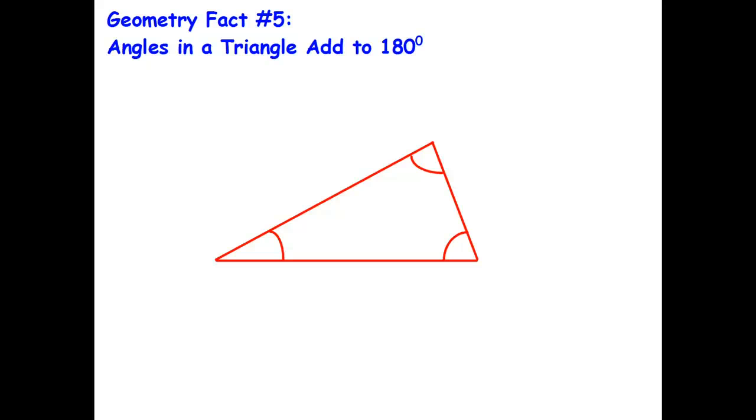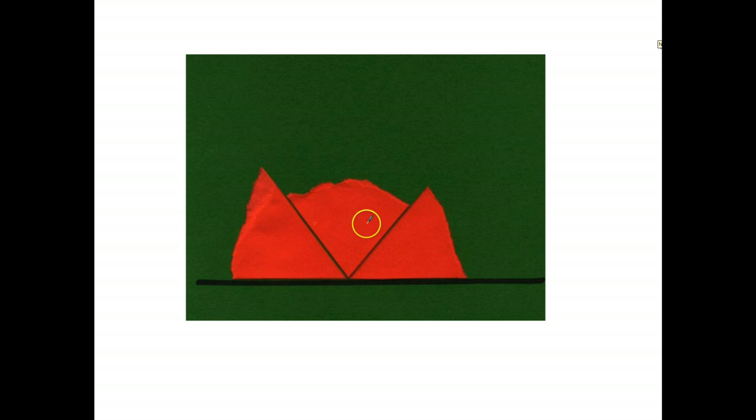Hello students. In this video we'll use the fact that angles in a triangle add to 180 degrees, which is geometry fact number 5. Now the easiest way to show that this is true is to take a triangle like this, cut it out, and just tear off the 3 corners, and then just line those corners up, such as this. So here's a triangle, 3 corners torn off, and look what happens when you line up the corners. They make a 180 degree angle. So the angles of any triangle add to 180 degrees.